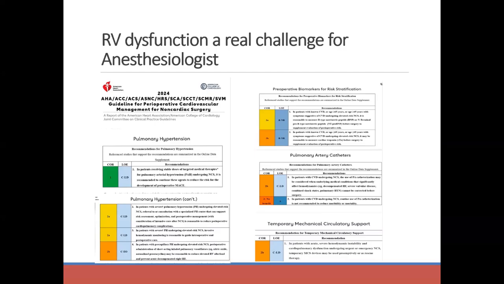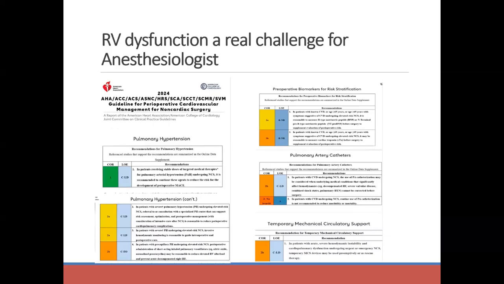Plus, they have also addressed the role of invasive monitoring in these cases, that these are a complex group of patients which require advanced invasive monitoring. They also highlighted the role of BNP and pro-BNP as a good marker to see the severity of the disease the patient is having and whether your treatment is effectively working or not. So it's a very good guide for you.